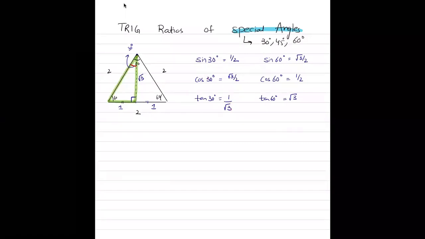And for 45, you can make a square of side 1 unit. In a square each angle is 90 degree, but if I divide the square along the diagonal, this angle is going to be bisected and is going to be 45 degree. So I can get my right angle triangle over here. If this length is 1 unit and this length is 1 unit, what is going to be the hypotenuse? What is going to be the length of the diagonal?